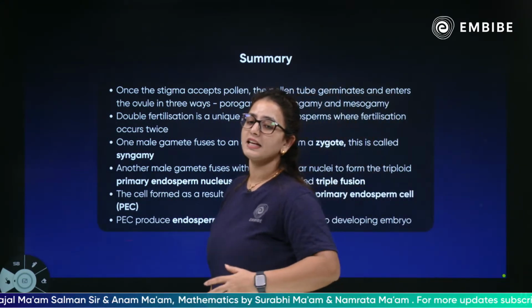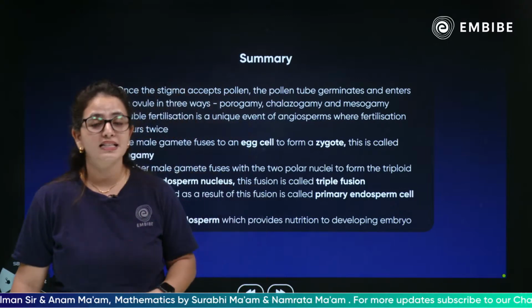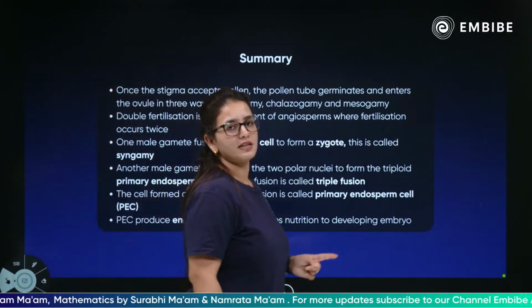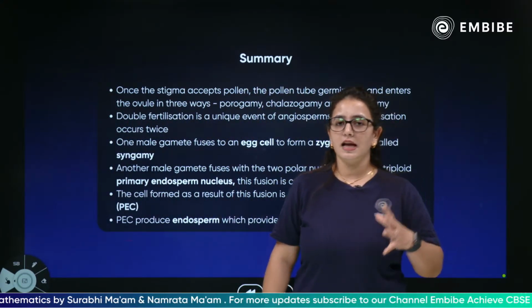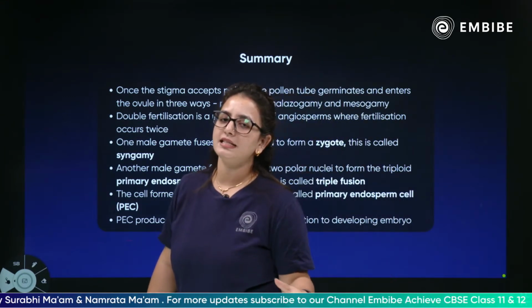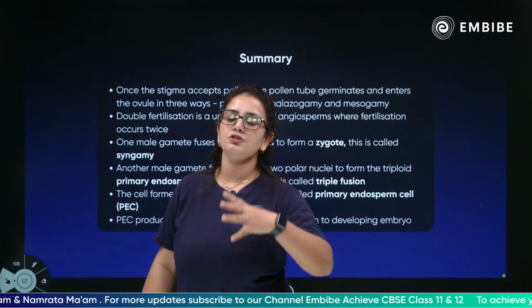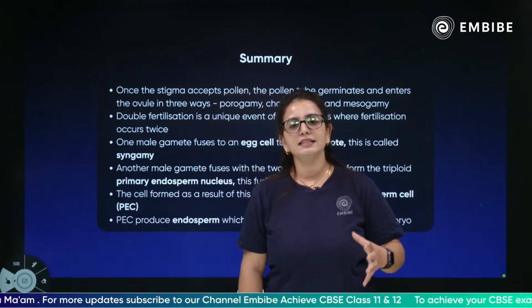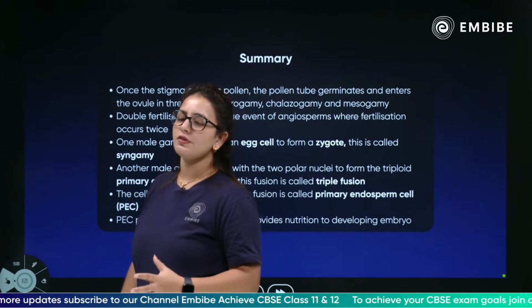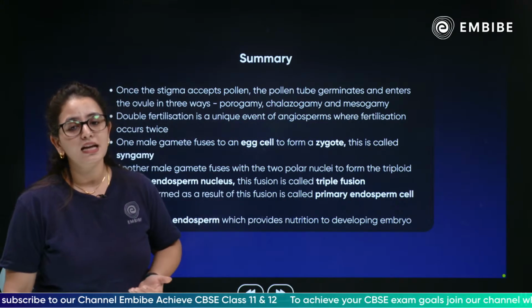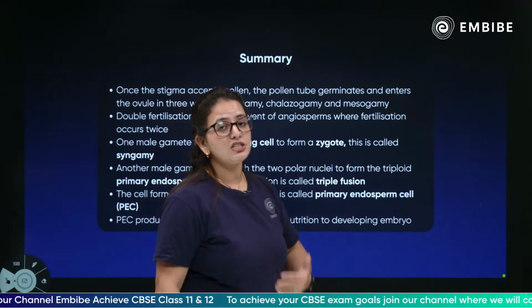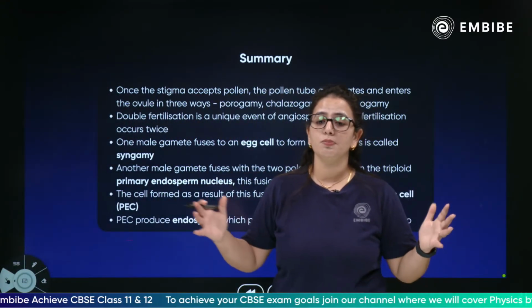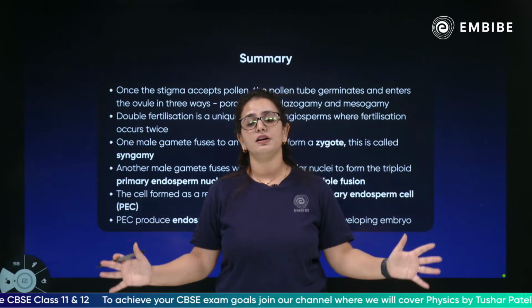The pollen tube will carry the two male gametes, one towards the egg cell and one towards the central cell, for the fertilization. The male gamete which fuses with the egg cell will form a zygote, which eventually converts into the embryo, and the male gamete which fuses with the central cell converts into the endosperm, which nourishes the embryo. Yes, this is the most important thing. This is about the double fertilization.